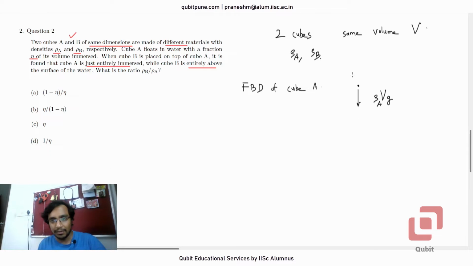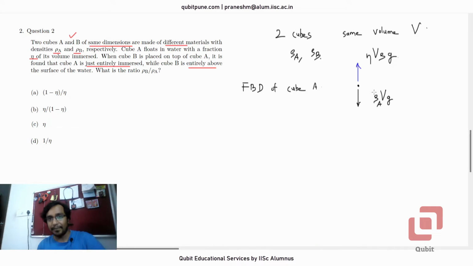What is the buoyant force? Buoyant force is going to act vertically upwards. This force is actually equal to the weight of the liquid, in this case water, displaced by the block, the immersed portion of the block. Now they are saying cube A floats in water with a fraction eta of its volume immersed. Okay, so eta V, this is the volume of water displaced. What is the mass of the water displaced? Into rho. Now let us take rho for density of water into g. Okay, that is FBD of cube A.